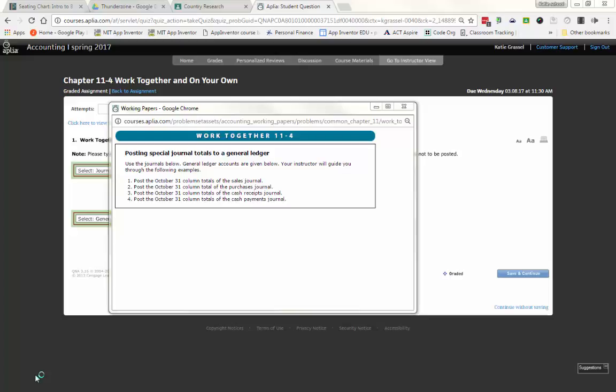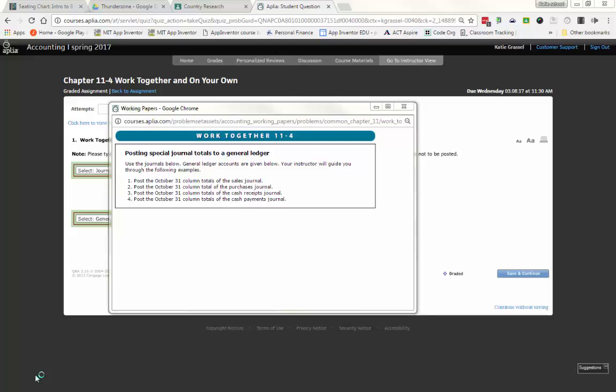Okay? If you post your totals or post your journals out of order, Applia will be really ticked off at you and everything will be wrong. You can have the right number at the end, but if you don't have them posted in the right order, Applia is going to be like, no, it's not right. Because in Applia's world, this line is only this line and it can't be above or below. So it's very much black and white.